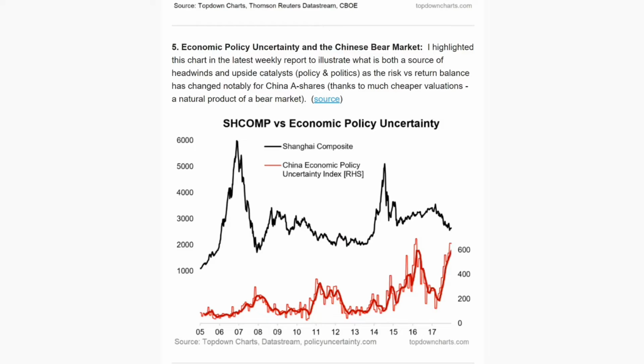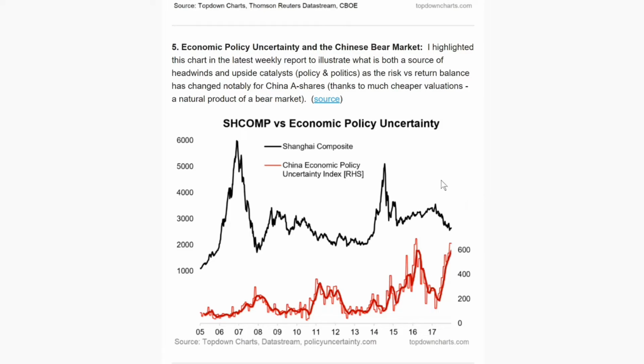As I noted here, I highlighted this one in last week's report, and it's a reference to the fact that policy and politics have been presenting real headwinds to the market, and the Chinese A shares have been in a bear market for basically all of this year. One thing that has done is made them very cheap, but all seasoned value investors will know that being cheap is not enough. Cheap can get cheaper, and you can be holding something that's cheap and sitting there waiting for years before it turns around.